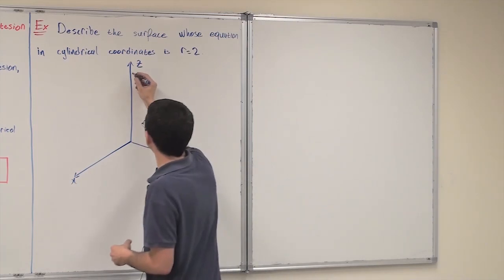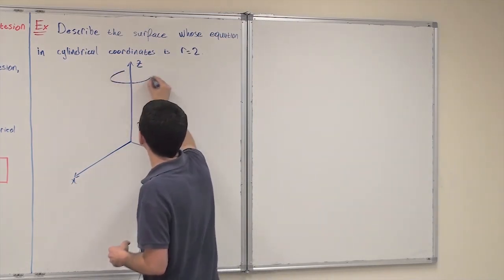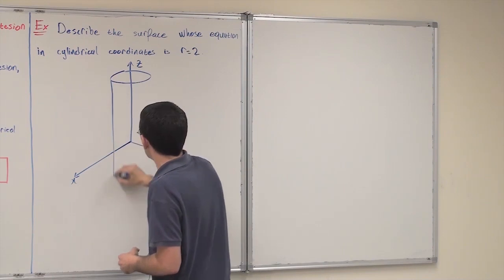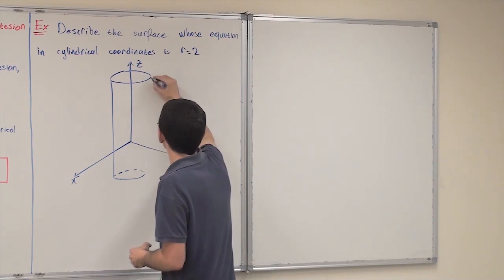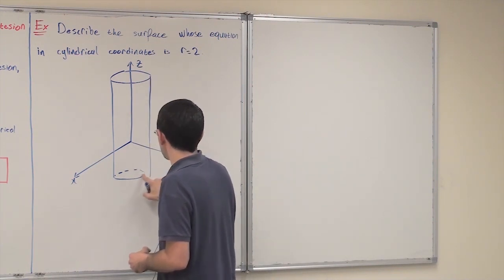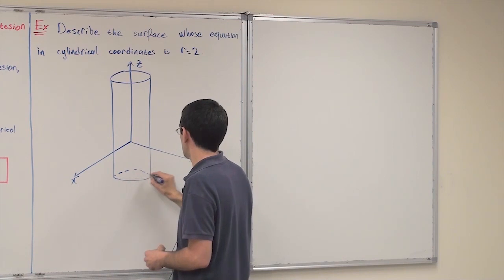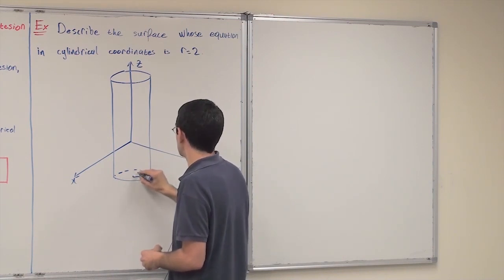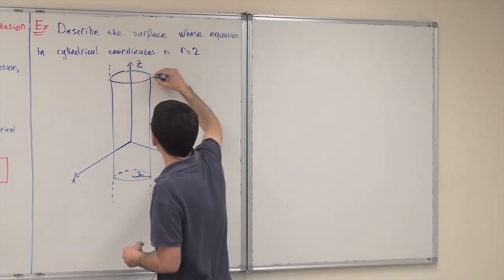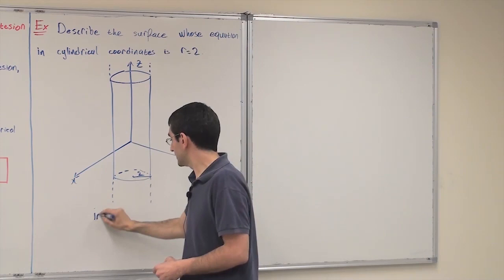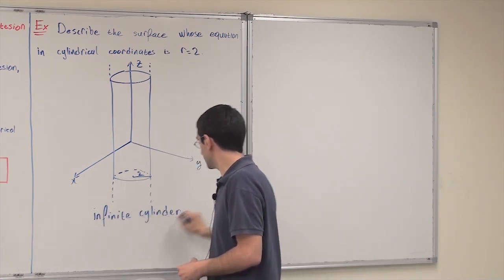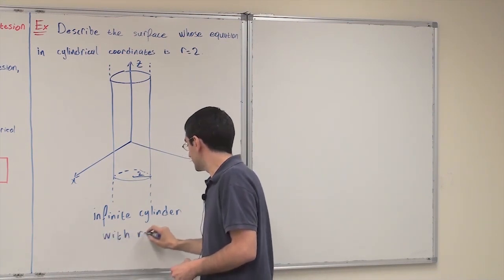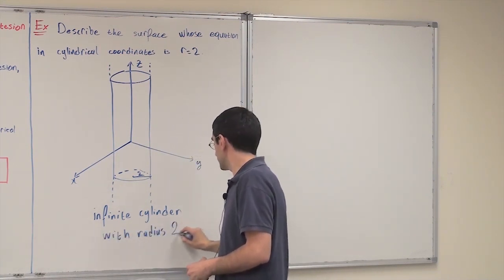So all of this describes a cylinder along the z-axis with radius 2. And this is an infinite cylinder. So, infinite cylinder with radius 2.